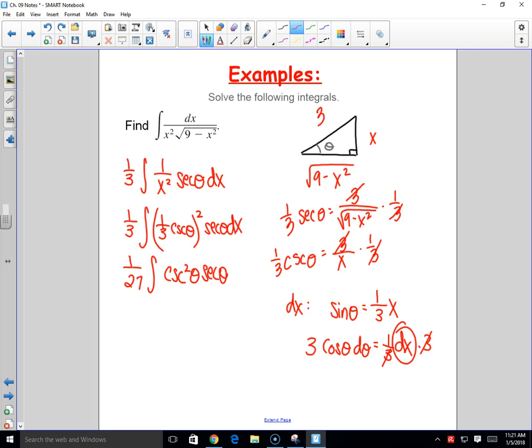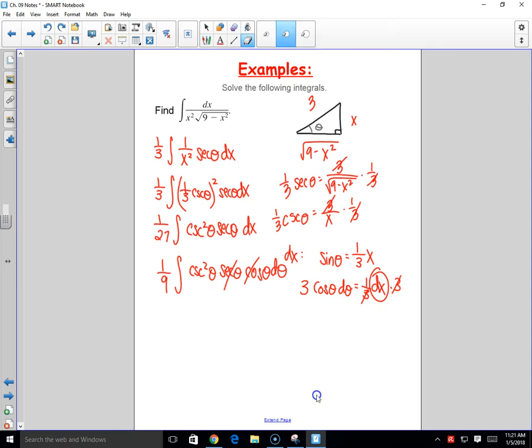What do I have? Oh, dx. So the 3 and the 27, that's 1/9. You guys already got there, right? And then you have the cosecant squared times the secant times the cosine. I already brought in the 3. The secant and the cosine cancel. Oh, Steve, how do I integrate cosecant squared? Negative cotangent, with your square root of 9.